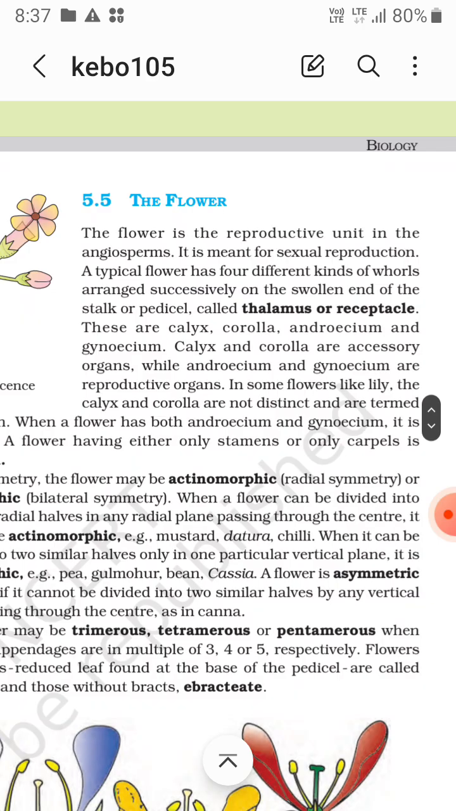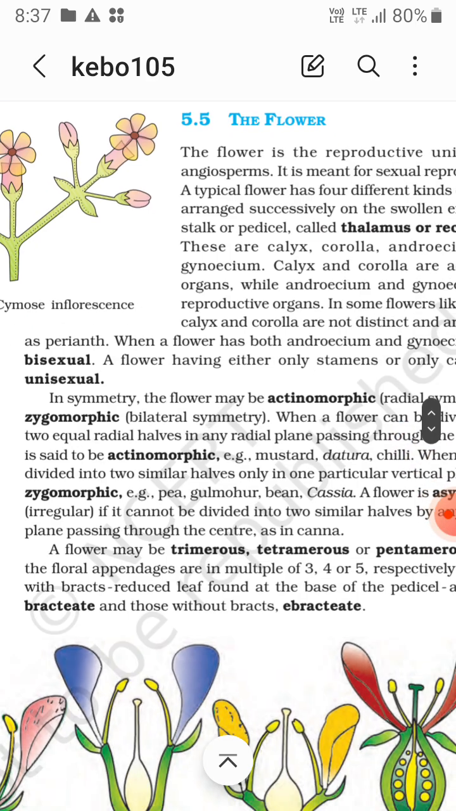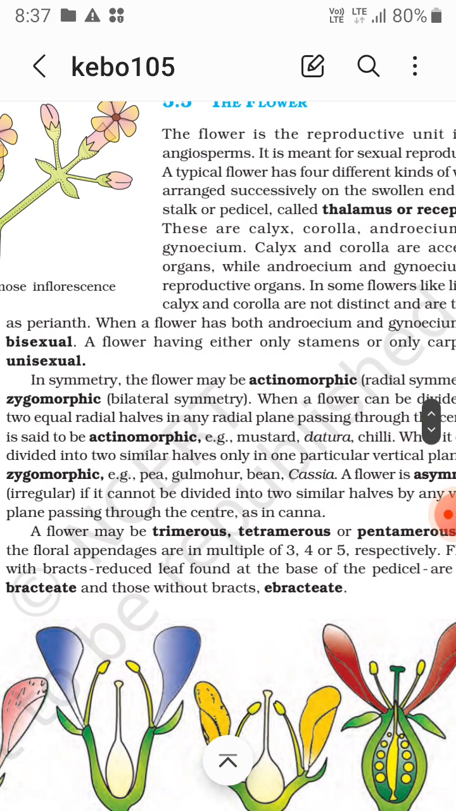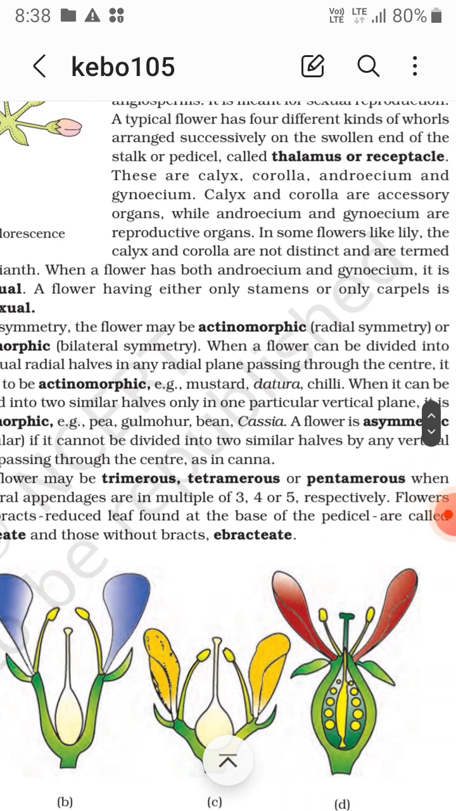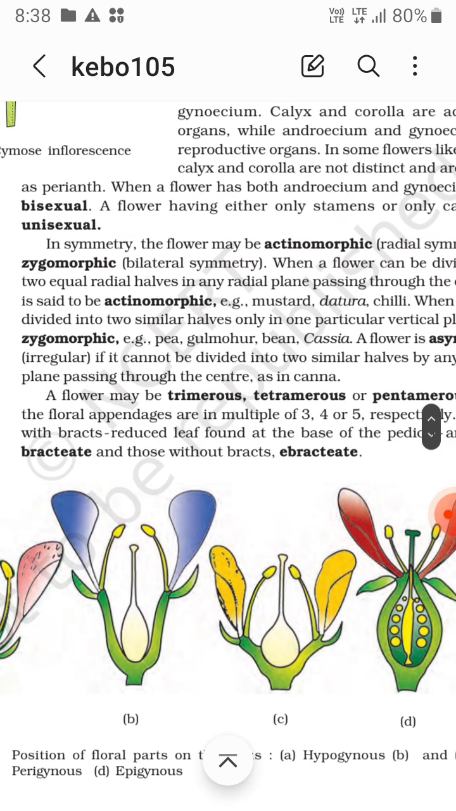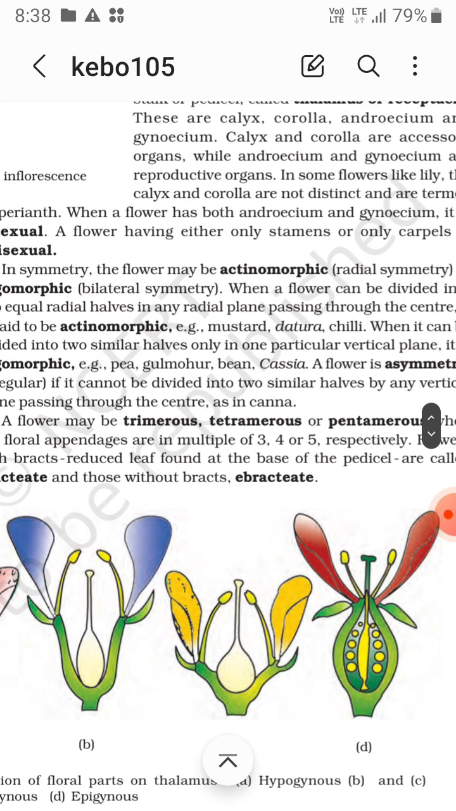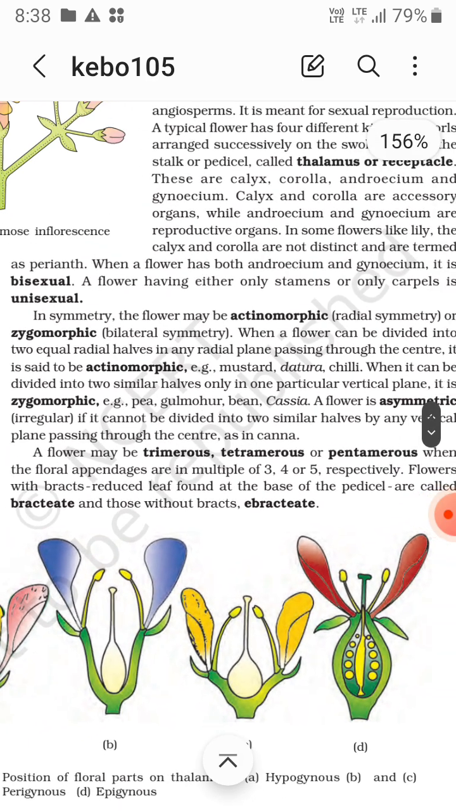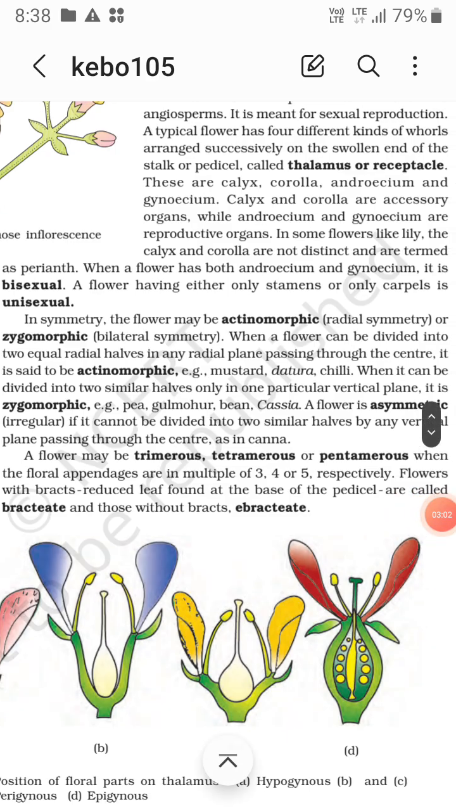Now in some flowers like lily, the calyx and corolla are not distinct and are termed as perianth. Now if a flower has both androecium and gynoecium, it is bisexual. The flowers can be bisexual or unisexual. When it is unisexual, it has either only stamens or only carpels, the male part or the female part. Now talking about the symmetry, the flower may be actinomorphic, that is radial symmetry, or zygomorphic, that is bilateral symmetry.